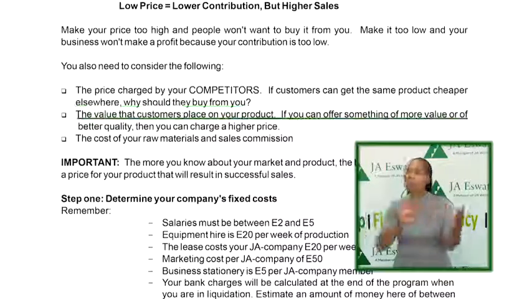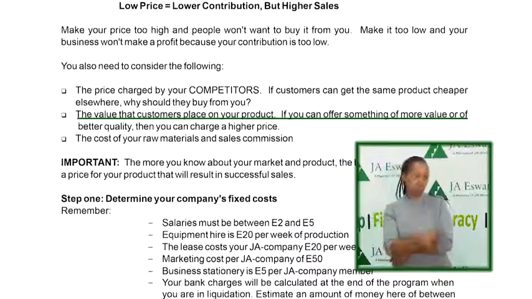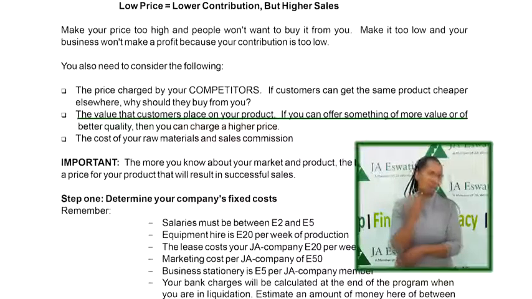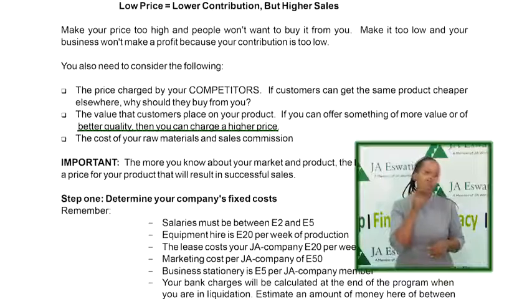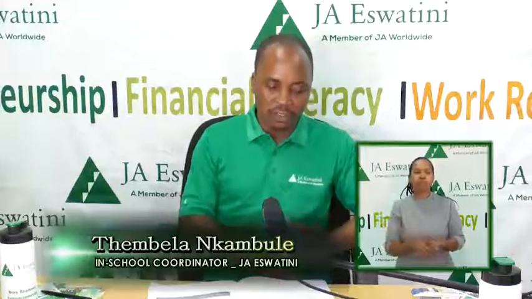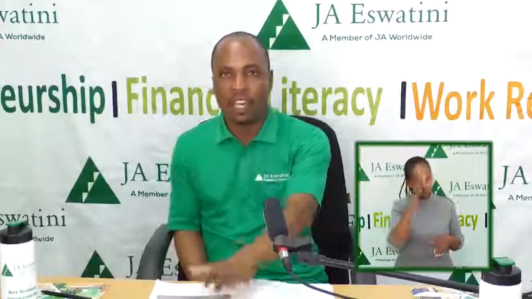Number 2, the value that customers place on your product. Please take note of this. If you can offer something of more value or of better quality, then you can charge it at a higher price. But if it's of the same quality, same size, you need not put a very high price on that. Number 3, the cost of your raw materials and sales commissions if you have decided to have commissions for yourselves. I think from here you can be able to select your product.